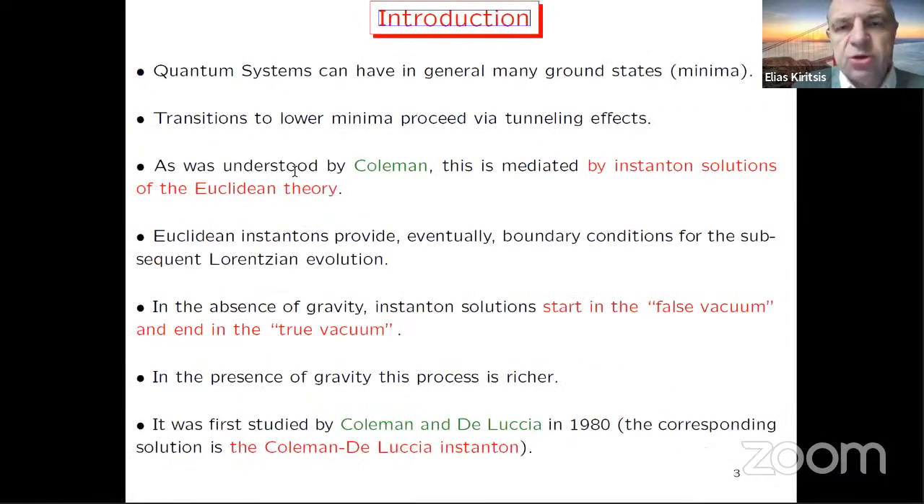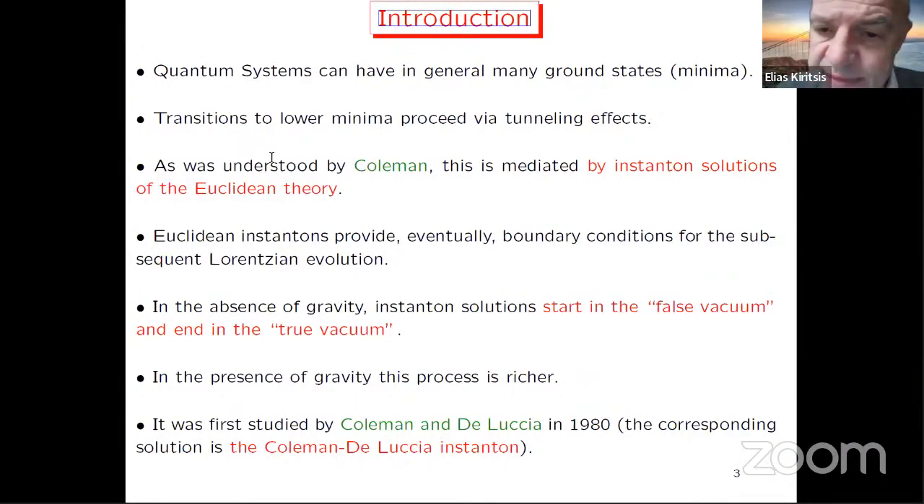papers. So let me start by reminding you that quantum systems in general can have many types of ground states, and typically we think of them mostly in the context of quantum field theory as minima of an effective potential. And in general, transitions to lower minima proceed via tunneling effects. Coleman was the first to understand this, and that such transitions are mediated by instanton solutions, Euclidean solutions of the associated Euclidean theory. And these Euclidean instantons provide eventually boundary conditions for the subsequent Lorentzian evolution.